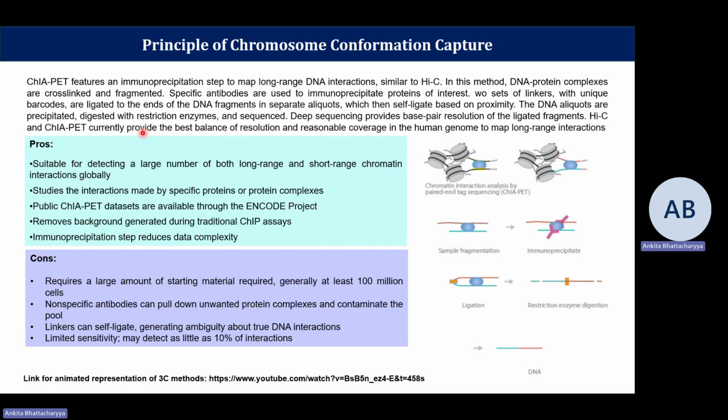Now, the DNA aliquots can be precipitated, digested with restriction enzymes, and sequenced. The deep sequencing provides base pair resolution to the ligated fragments. Hi-C and ChIA-PET currently are providing the best balance of resolution and reasonable coverage in the human genome to map these long-range interactions. So, what are the pros? What are the cons? Pros: very suitable for detecting a large number of long-range and short-range chromatin interactions globally, and it studies the interactions made by specific proteins or protein complexes as well.